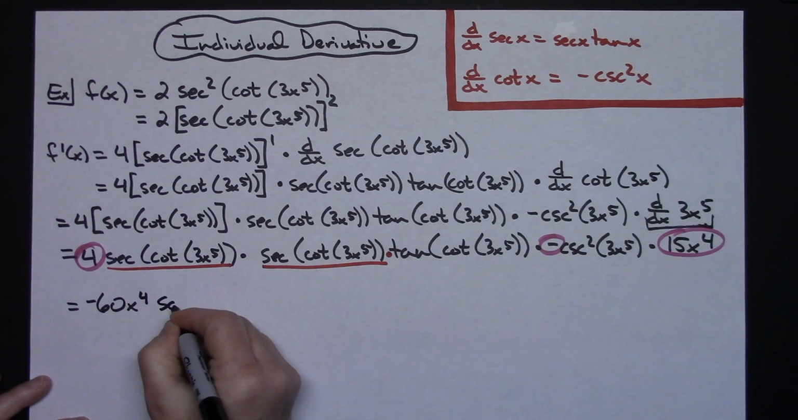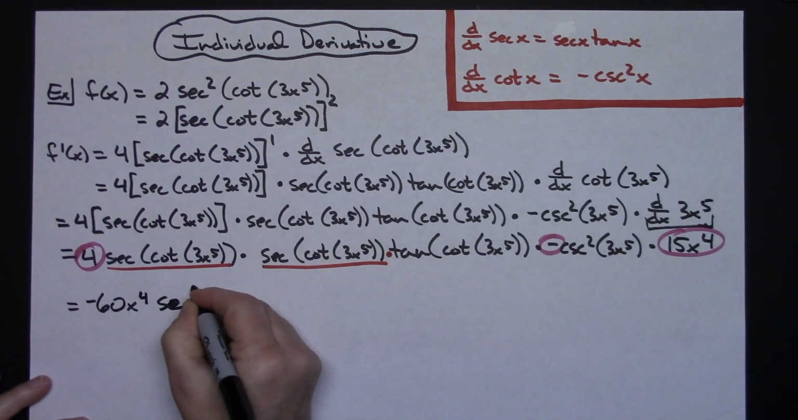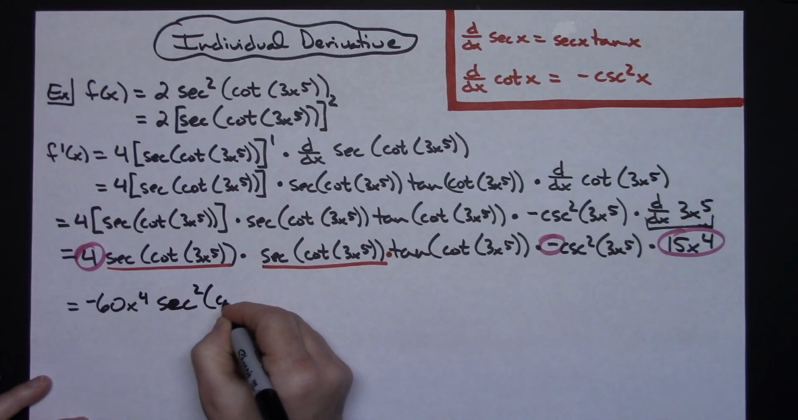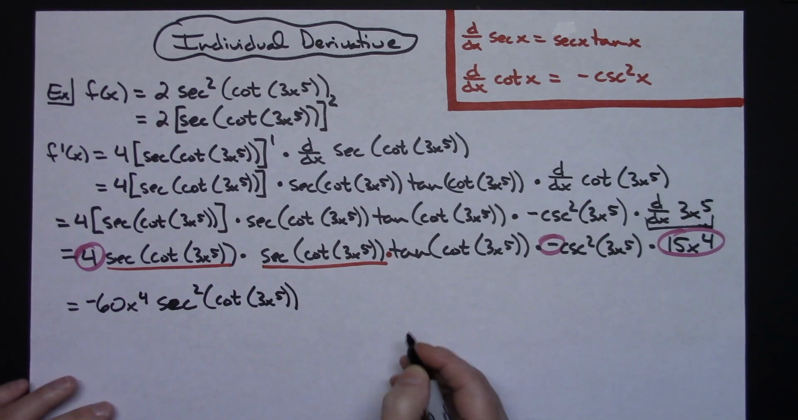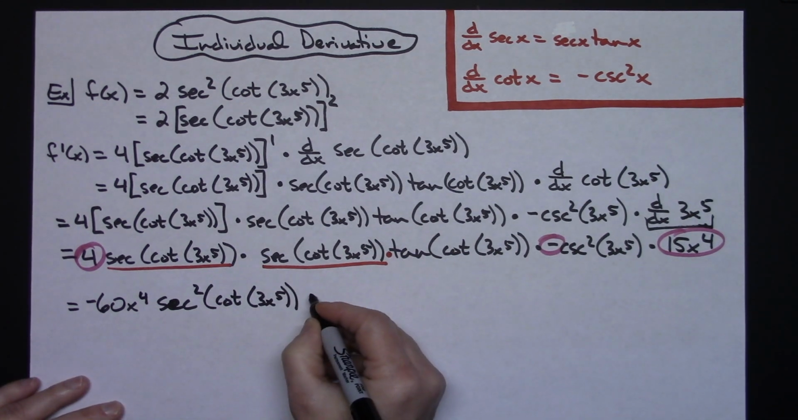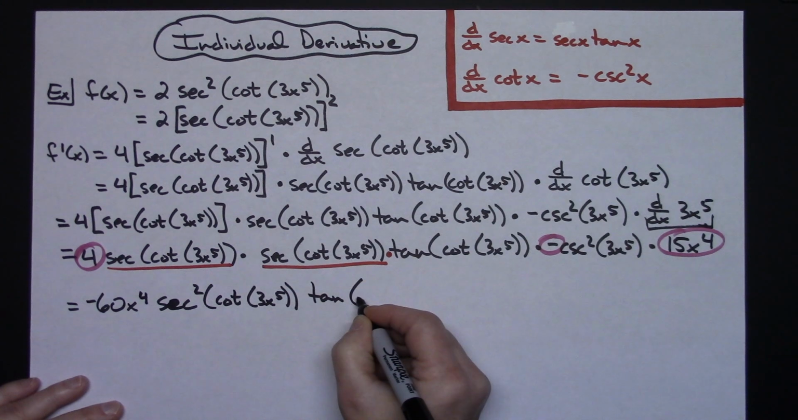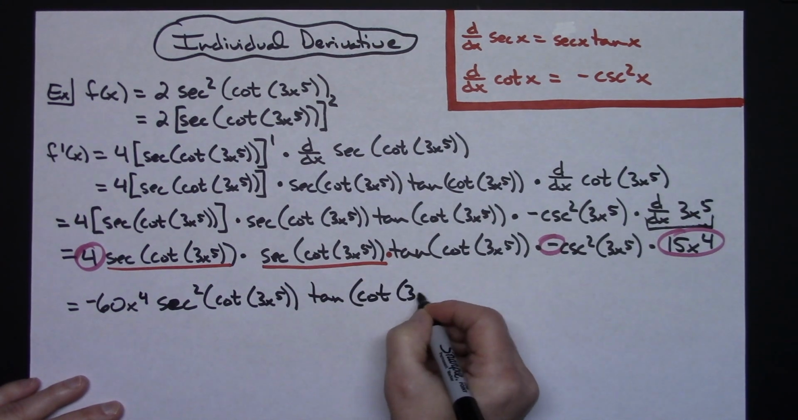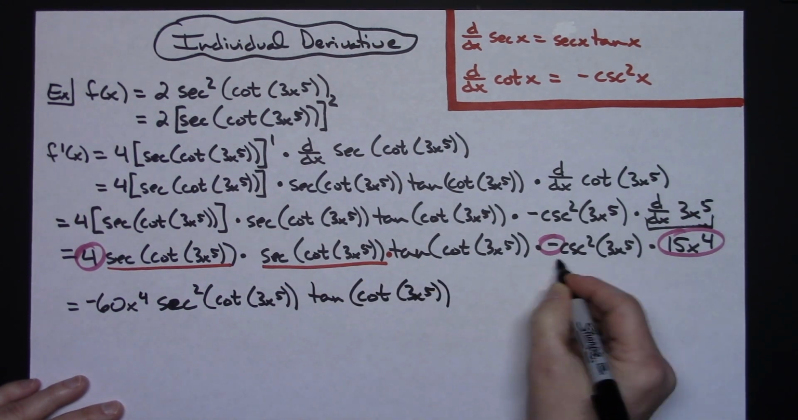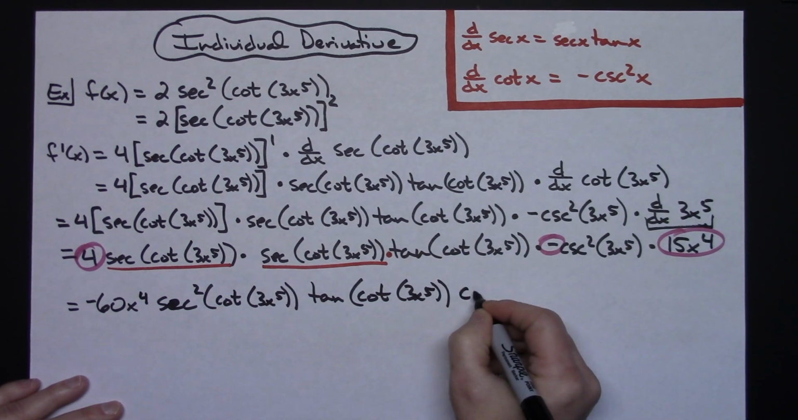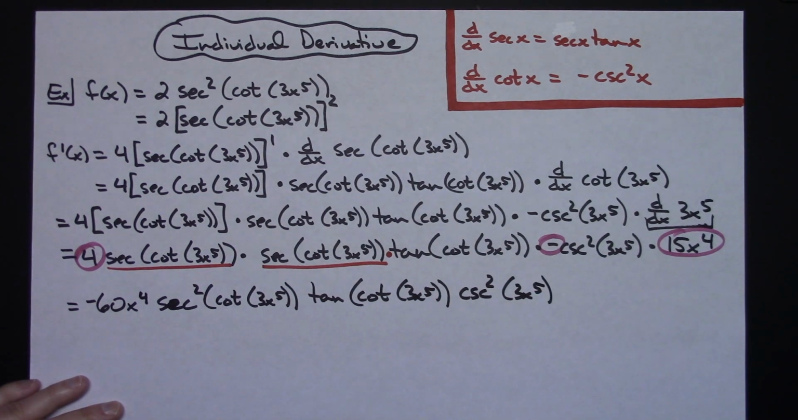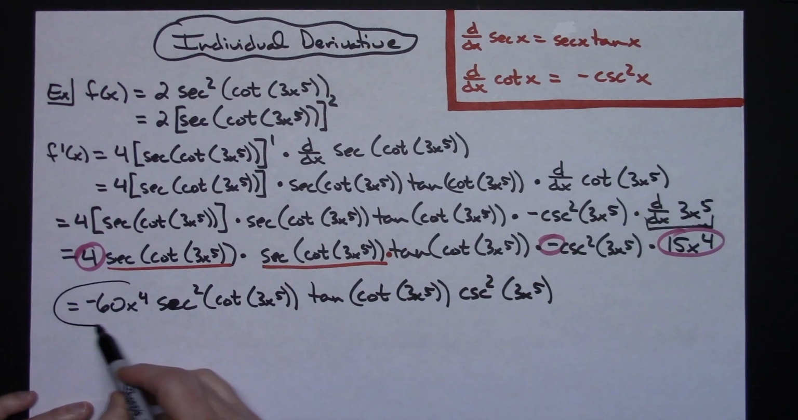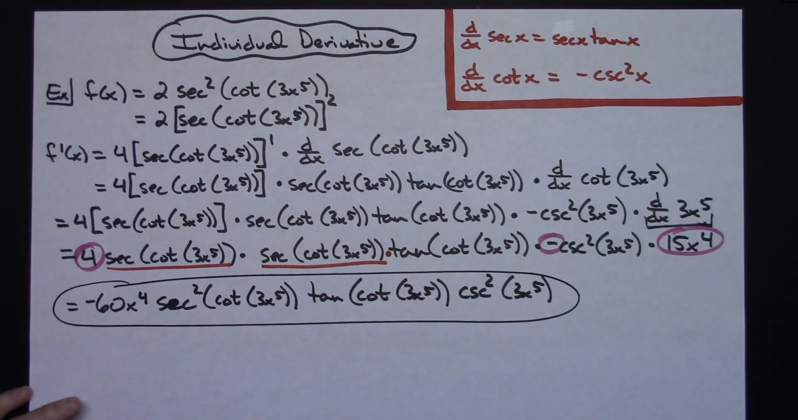So I'm going to have a secant squared of cotangent 3x to the fifth. I still have my tangent term, so tangent of cotangent of 3x to the fifth, and I still have my cosecant squared of 3x to the fifth. I can no longer put anything else together. Very long answer there as my derivative.